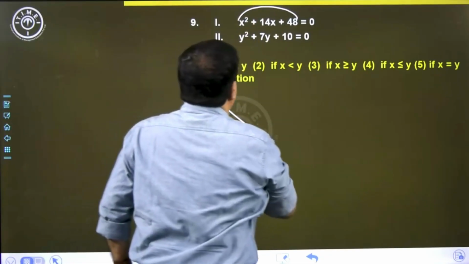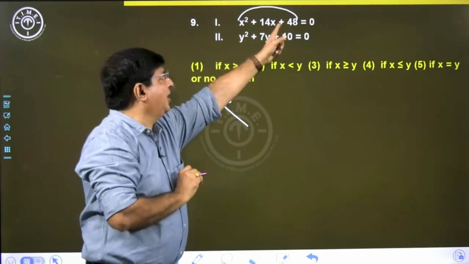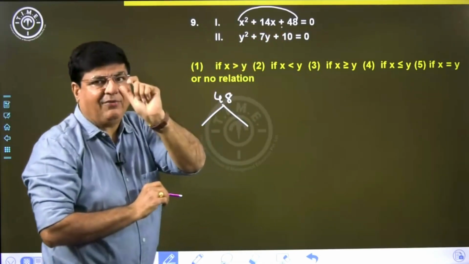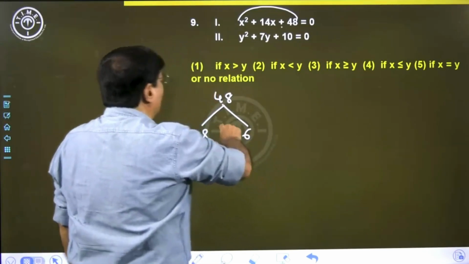48 into 1 is 48 here. Two numbers whose sum is 14 and product is 48. Because there is a plus here, I will have to add those two numbers, 8 and 6. 8 and 6 is 14. 8 into 6 is 48.